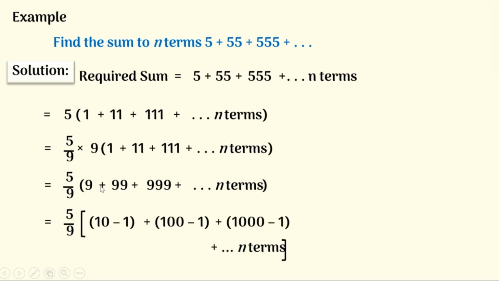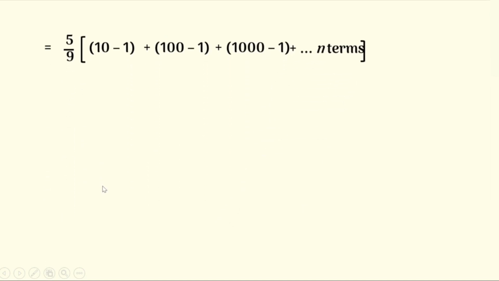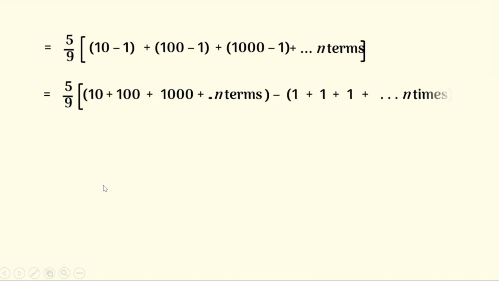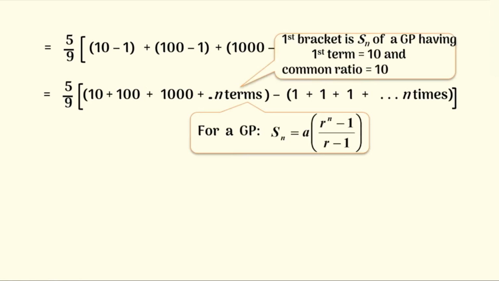Now if you see, what I am doing here is introducing a geometric progression: 10, 100, 1000, 10,000 and so on. So here, as you can see, I will get minus 1 for n times, and 10, 100, 1000 as n different terms of a geometric progression. So the first part is a geometric progression, the first term is 10 and the ratio is also 10.